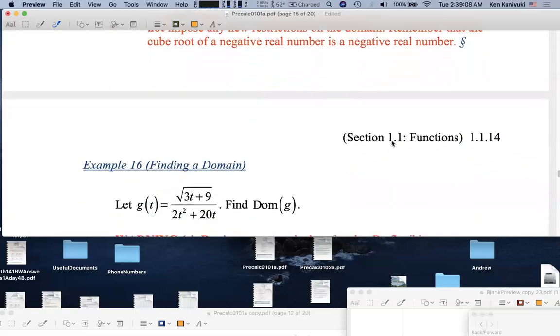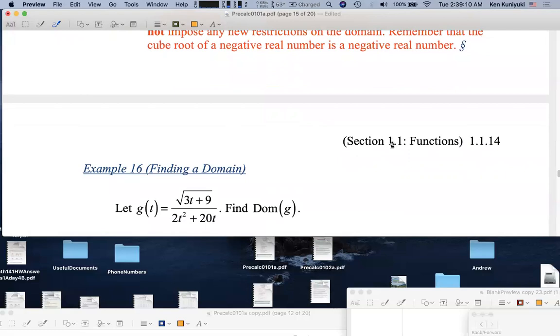Next up, all right, this is the big test. Find the domain of G. Next time.